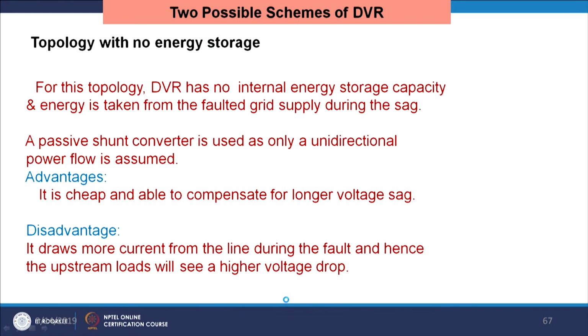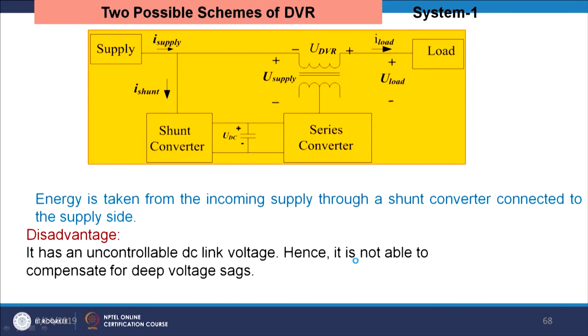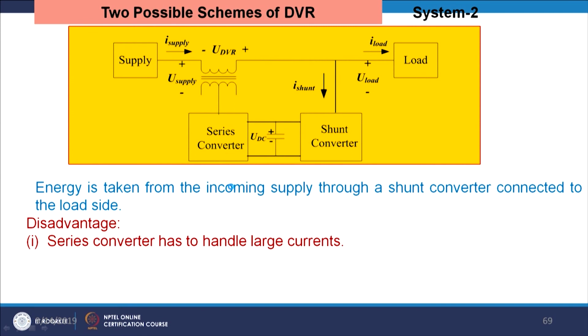Similarly, there are advantages and disadvantages. The advantage is that it is cheap and able to compensate longer voltage sags. The disadvantage is that it draws current from the line during the fault, hence the upstream load sees a higher voltage drop. So, this is one example of combining the series and parallel combination. This is called a UPFC. So, you have a shunt path, it takes the current and it compensates. Again, it has a disadvantage, that is the uncontrollable DC voltage, hence it is not able to compensate deep voltage sags, and for this reason you have to design it up to a certain level of voltage sag.